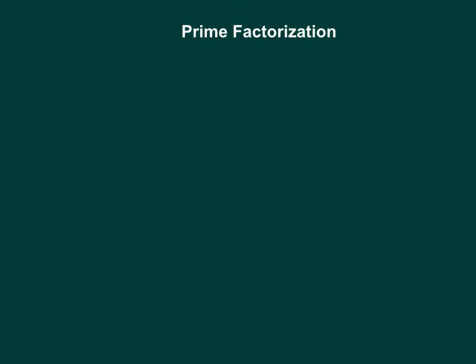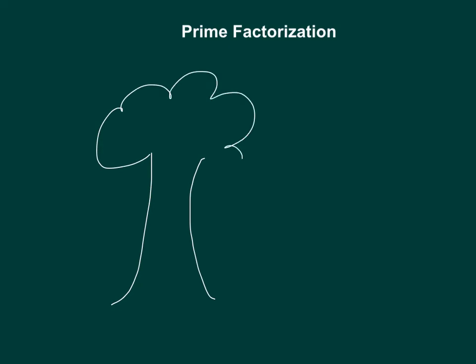In this video, we're going to take a look at prime factorization of a number. There's two ways that we can do this. One is using a method involving a tree, and the other is using repeat division. Let's take a look at the tree method first.